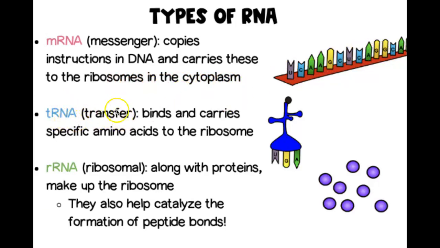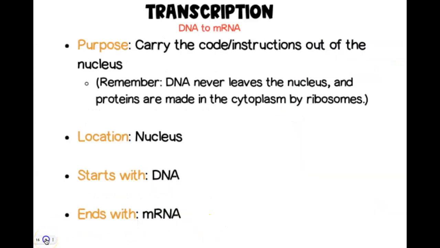The tRNA is the transfer RNA, which binds and carries specific amino acids to the ribosome. Think of these as little taxis. So tRNA can be taxi RNA, which carries the anticodon to the complementary codons. The rRNA stands for ribosomal RNA, and along with proteins, these make up the ribosome. They also help catalyze the formation of the peptide bonds in the polypeptide.